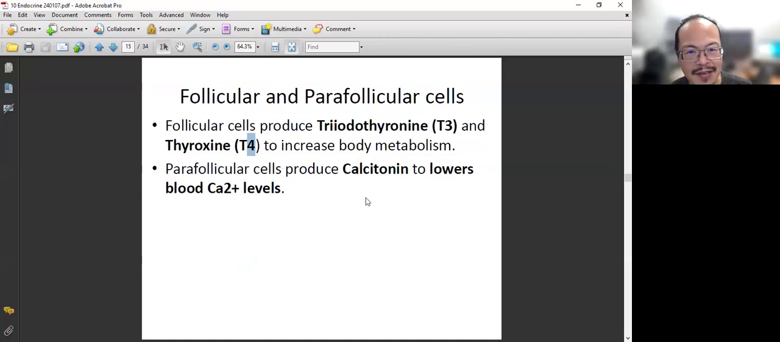The only thing is that another one is the parafollicular cells that produce calcitonin. That's another member. Where is it from? Parafollicular cells. What's its function? It's calcium regulation.